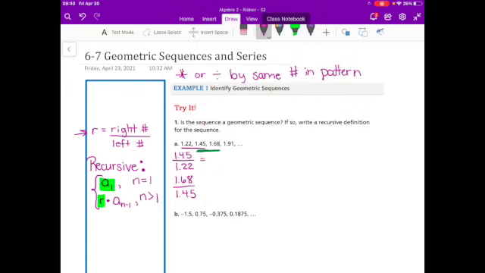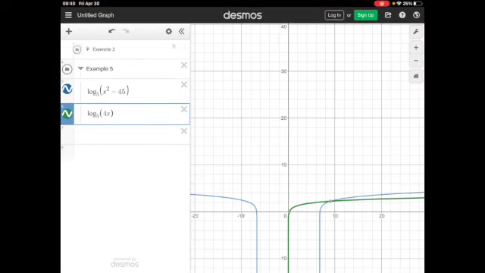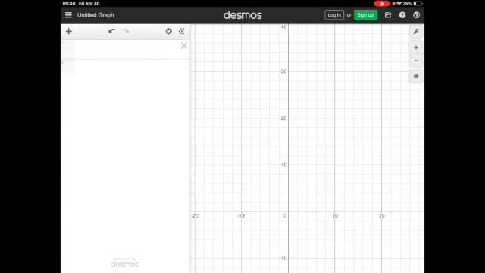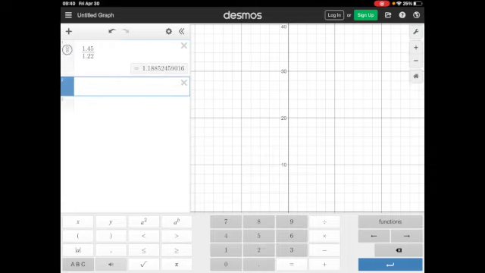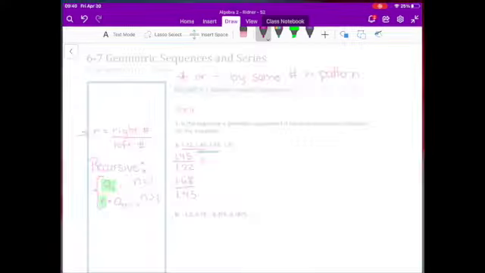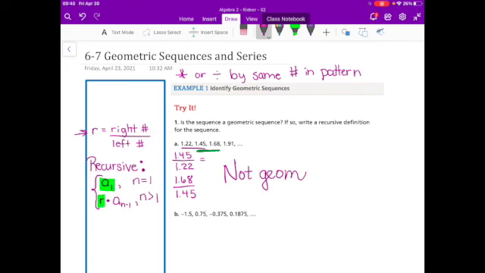So I'm going to go to Desmos. I'm going to check that out. I still have stuff here from the last video. So 1.45 divided by 1.22. All right, that's a crazy decimal, but we'll go with it. 1.68 divided by 1.45. All right, I'm done. These two do not match. Those decimals do not match. So not geometric. Done.